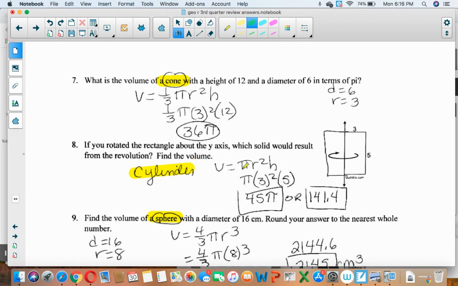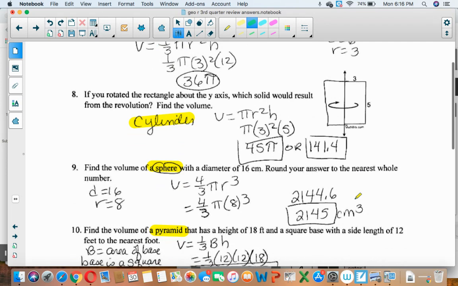And then I want to find the volume of that cylinder. The formula for volume of a cylinder is pi r squared h. So my radius is 3 right here, and my height is 5. And I didn't say how to round this off, so 45 pi would be fine. Most of the time, they'll ask you to round it to the nearest tenth, and that would be 141.4.